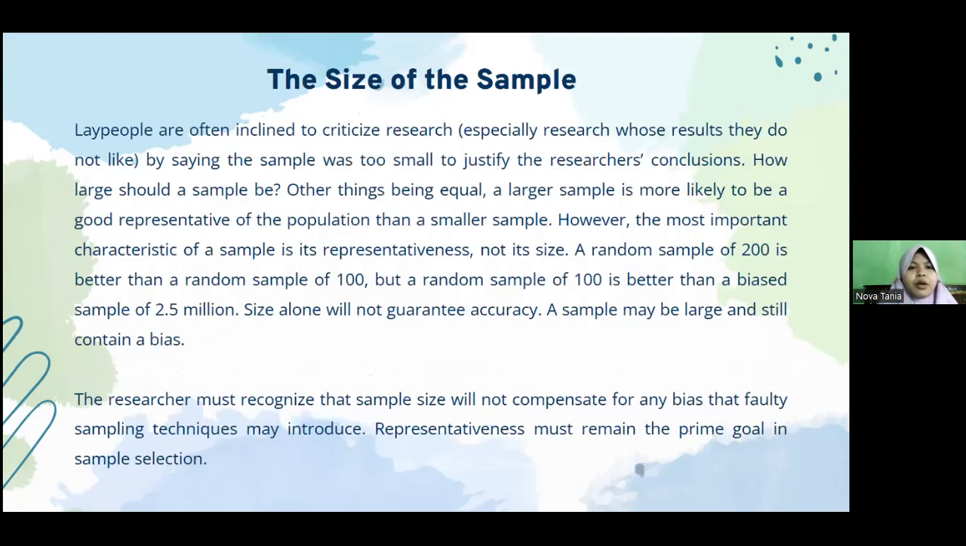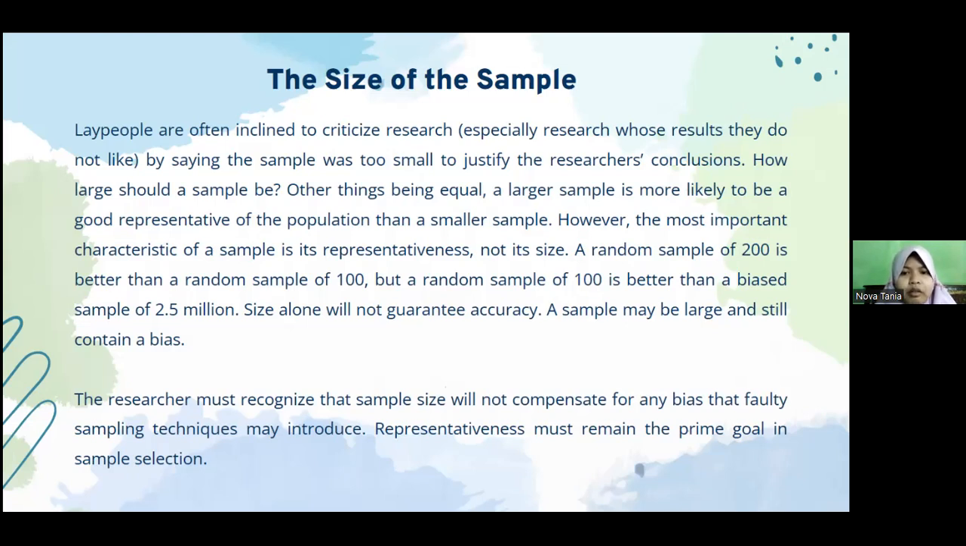And then this is about the size of the sample. Laypeople are often inclined to criticize research, especially research whose results they do not like, by saying the sample was too small to justify the researcher's conclusion. How large should a sample be? Other things being equal, a larger sample is more likely to be a good representative of the population than a smaller sample. However, the most important characteristic of a sample is its representativeness, not its size.